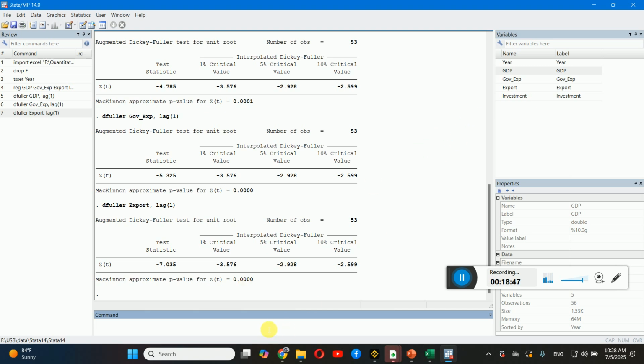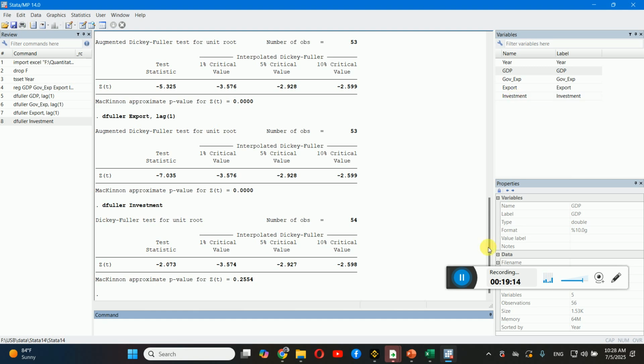Now we are checking for investment. So dfuller and investment. The p-value for investment is greater than 0.05. So this simply means the investment variable is non-stationary. So here is a problem. We have checked the stationarity of all variables, and one among them, investment, is non-stationary. What do we have to do for this non-stationary variable?